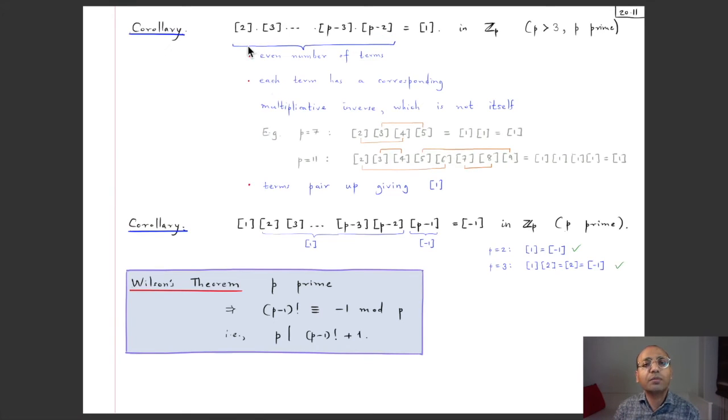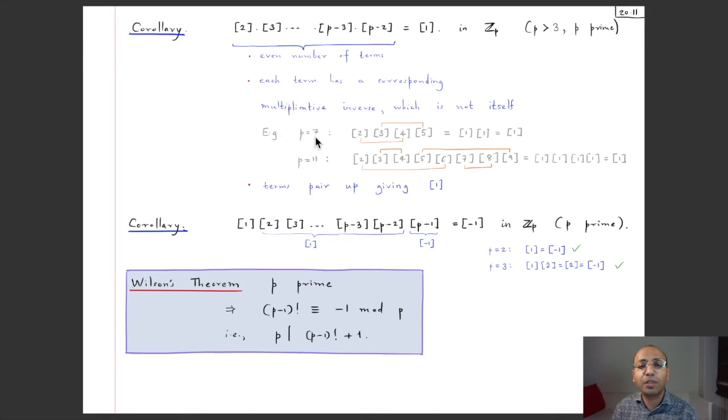Okay, so each term in this product has a corresponding multiplicative inverse which is not itself, and it appears somewhere in this list. So the terms pair up, and the product in each pair will be the element together with its multiplicative inverse, giving rise to a 1, the identity element. So let's see a concrete example.